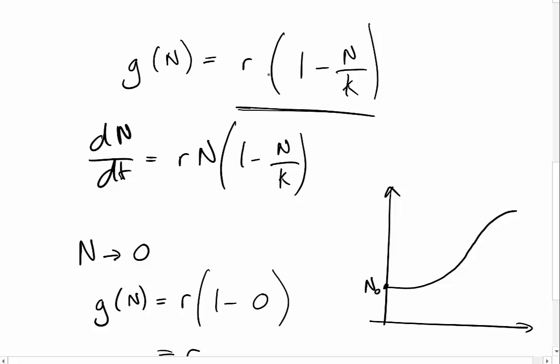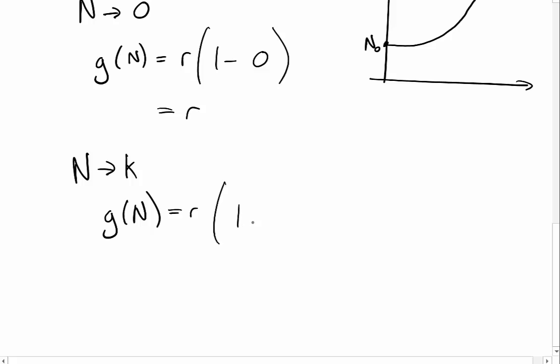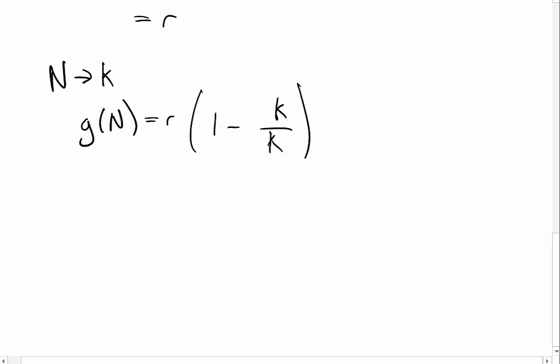G of n equals r times 1 minus n over k. So as n goes to k, effectively what we're going to end up with is 1 here. So it's going to be 1 minus 1, so this whole bracket is going to become 0. So therefore our growth should be 0. That's good. That means it's behaving as it should do.